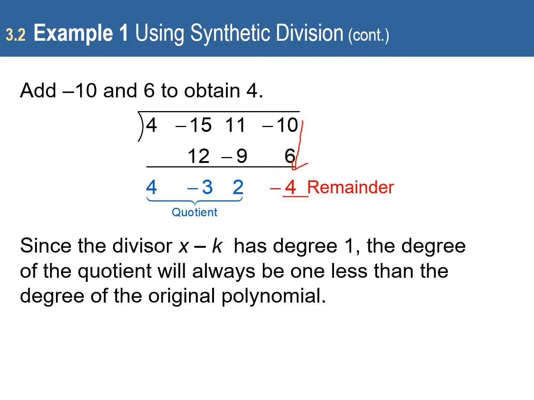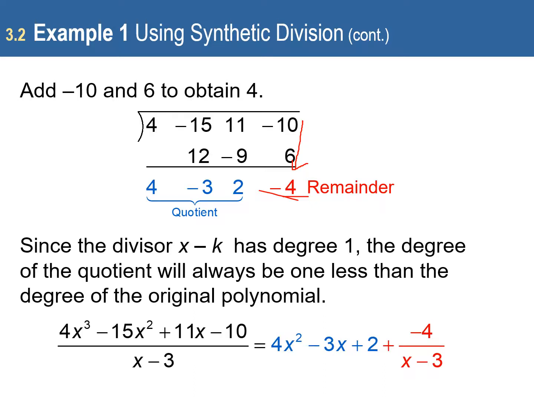So since the divisor x minus c has degree 1, the degree of the quotient is always going to be 1 less than the original. So this becomes 4x squared minus 3x plus 2 plus the remainder, which is negative 4, divided by x minus 3.